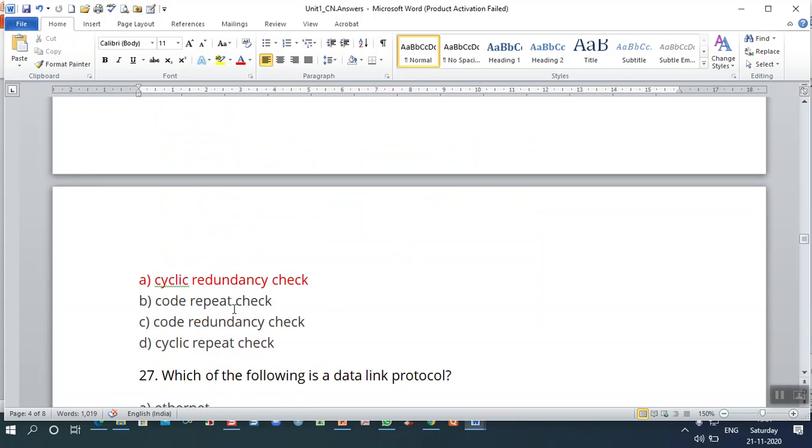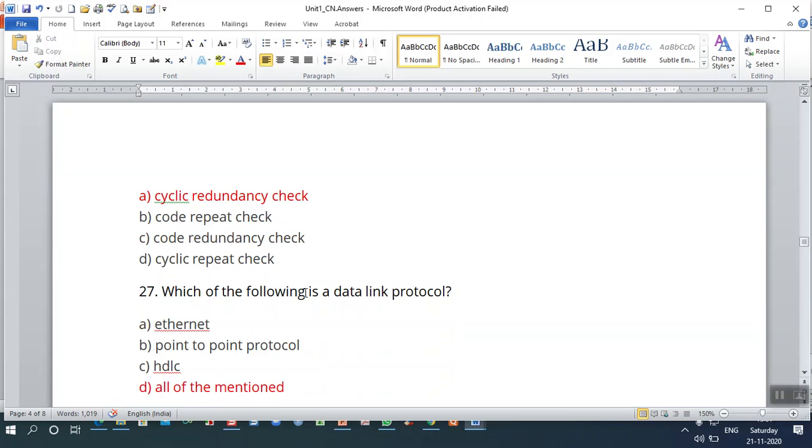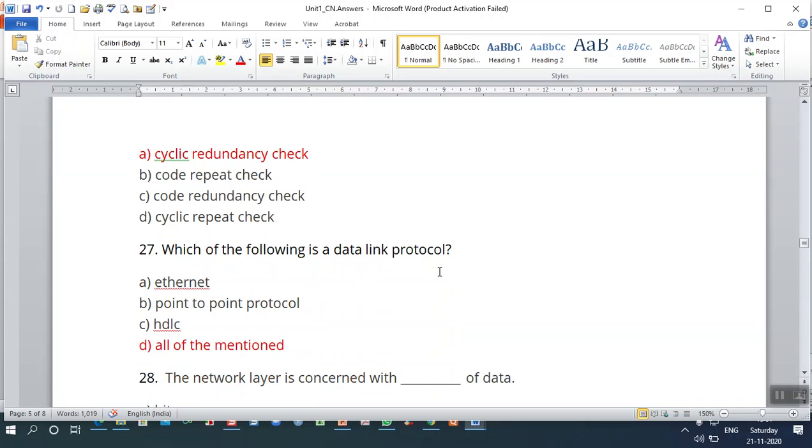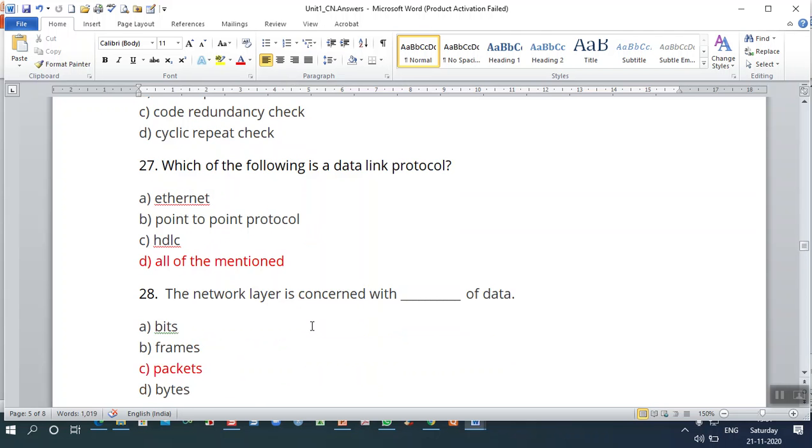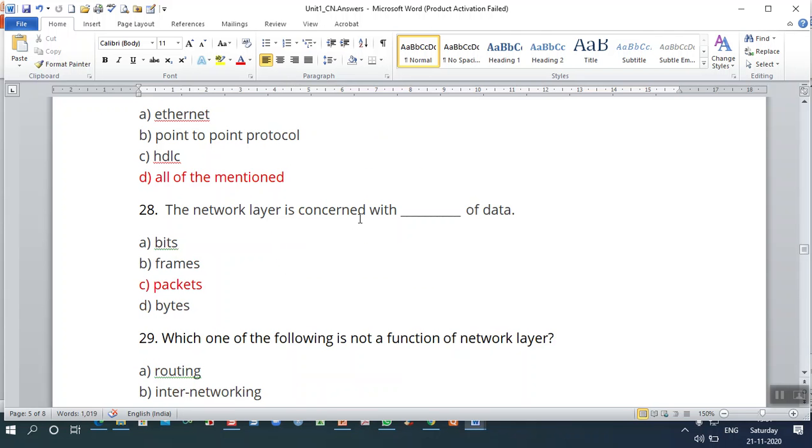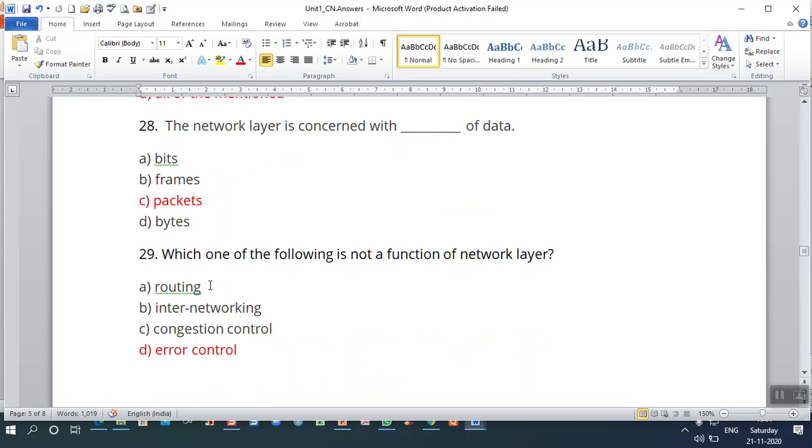CRC stands for cyclic redundancy check. It is an error detection and correction mechanism. So which of the following is a data link protocol? Right, Ethernet is a data link, point to point is a data link, HDLC is also a data link layer protocol. All the mentioned layers are associated with data link. The network layer is concerned with the routing of data, packets, I already told.